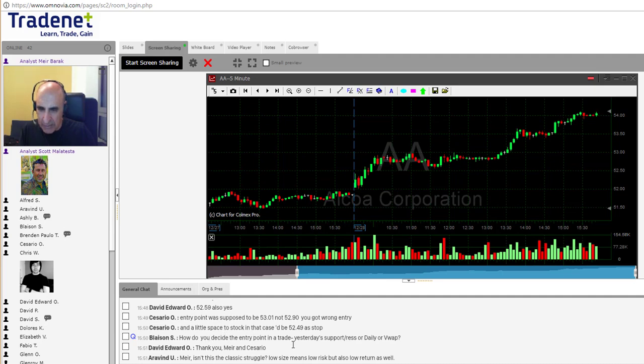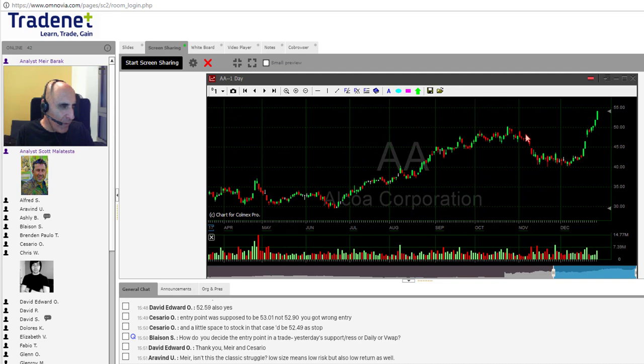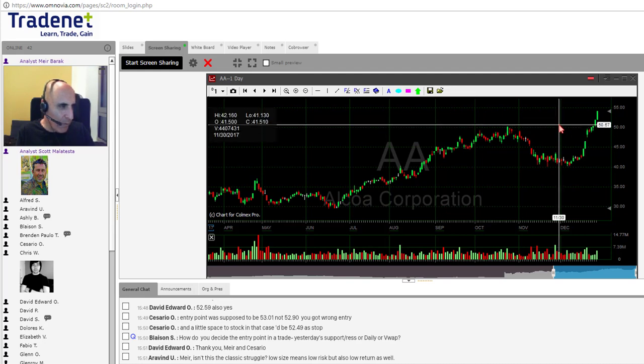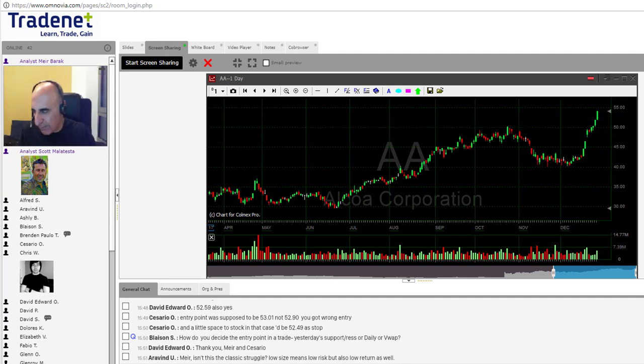How do you decide the entry point in a trade? Yesterday's support, resistance, daily view up. Well, entry point in a trade, for example, if you take a look at AA, that would be very, very clear. You see this high over here, and you see nice consolidation over there. So you always watch the daily, and the best picks come when you watch the dailies.